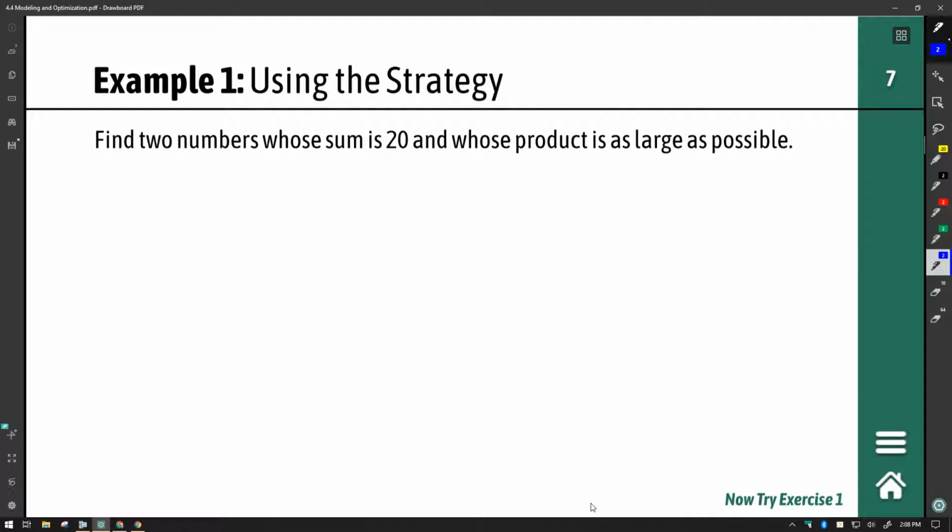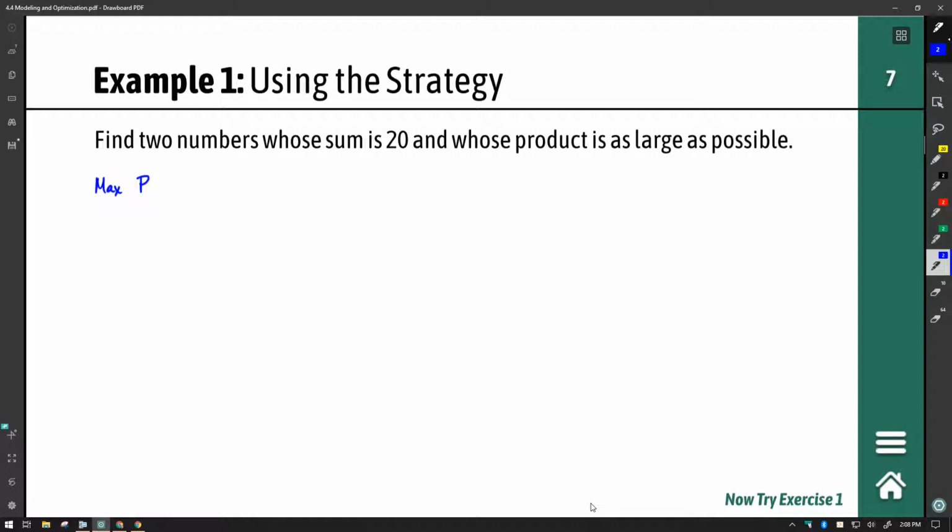So here's what we want to do. We want to find a product that's as large as possible. I like to make a note that says we want to maximize something here. We want to max. And what is it we want to max? A product. So I'm going to call that P, and that's what I'll use to name my function.